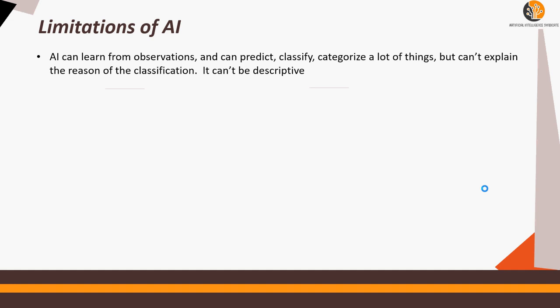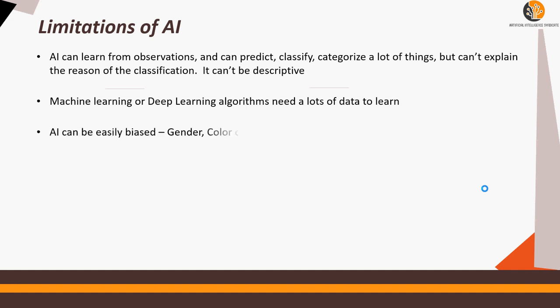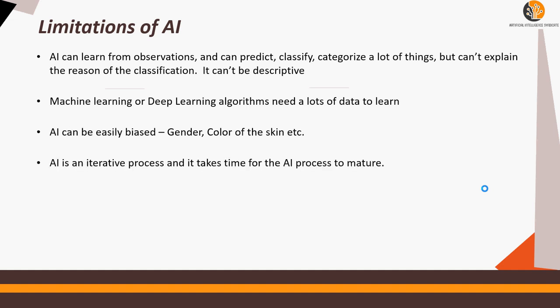They cannot be descriptive. For example, if you want AI or machine learning to write a review for a product, it cannot do that. Machine learning or deep learning algorithms need a lot of data to learn. AI can be easily biased based on gender and color of skin. AI is an iterative process and it takes time for it to mature. The first attempt may not be right or 100% effective. And adversarial attacks on AI are really easy.